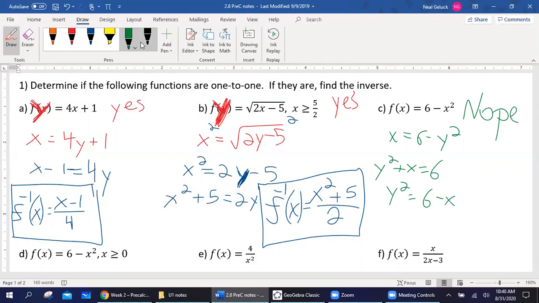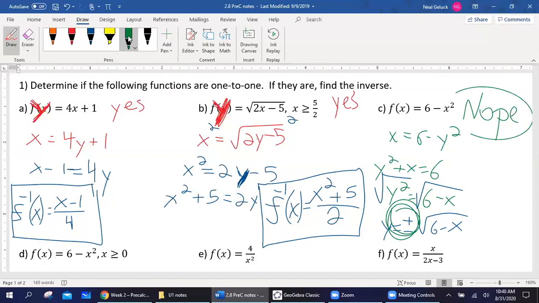And now here's the hitch. If I take the square root, that would technically give me a plus or minus for the y. That tips me off that this is not 1-to-1. If it's 1-to-1, I should only be getting y equals a single function. I'm getting y equals 2 functions because of that plus or minus. So that tips me off that it's not 1-to-1. There is no inverse function.